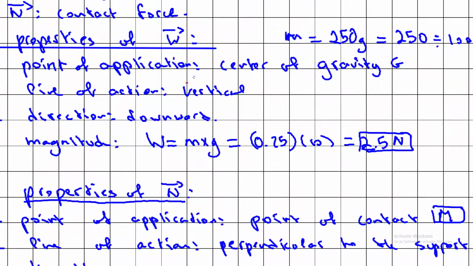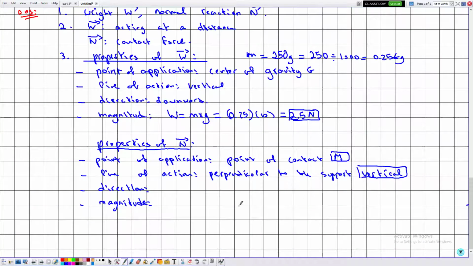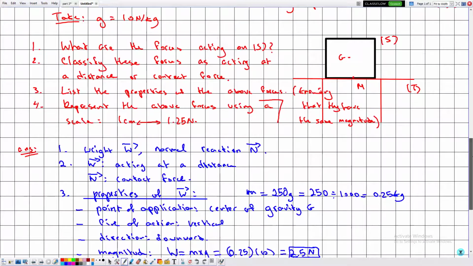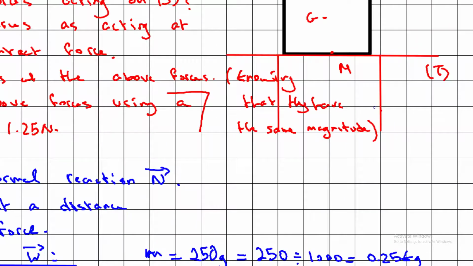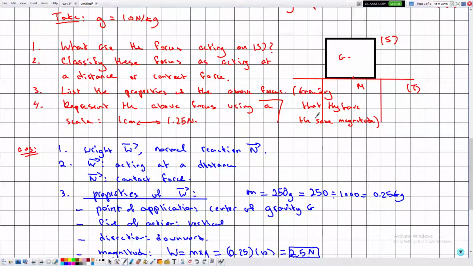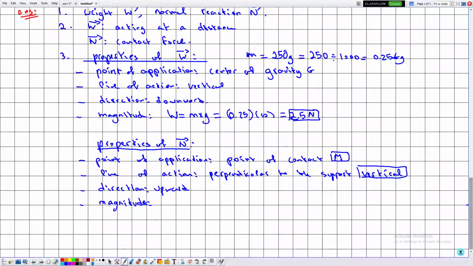Now, because W is downward, then N will be completely upward, because it wants to balance the effect of W. And because they are telling me they have the same magnitude, for this reason we have calculated the weight at the beginning, and here we are calculating, so we will deduce that N is equal to 2.5 newtons, which is equal to the magnitude of the weight.